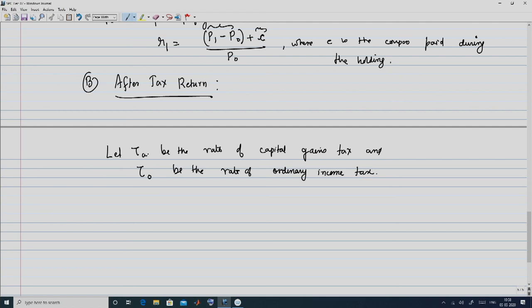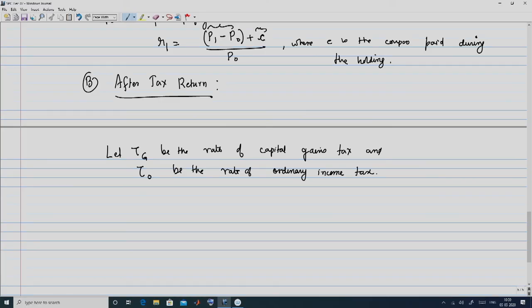This is tau g, not a, so just make this correction. This is tau g. So, g stands for capital gains. Capital gains in the context of this discussion is basically the difference in the amount of money that you get as a result of selling the asset. So, if you purchase this asset for P naught and sell the asset for P1, then your capital gains income is going to be the difference between the two, and this is taxable in many countries.